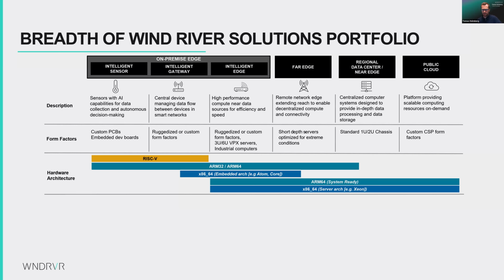And then going closer to the edge, you have something called far edge. They are still small, but they are more server-like. You're starting to see x86, but you still see ARM in this area. And then you have regional data centers with classical server kinds of 1U, 2U servers running Intel, AMD, or others, x86 kinds of things. And then you have the public cloud where you find more specialized hardware these days.